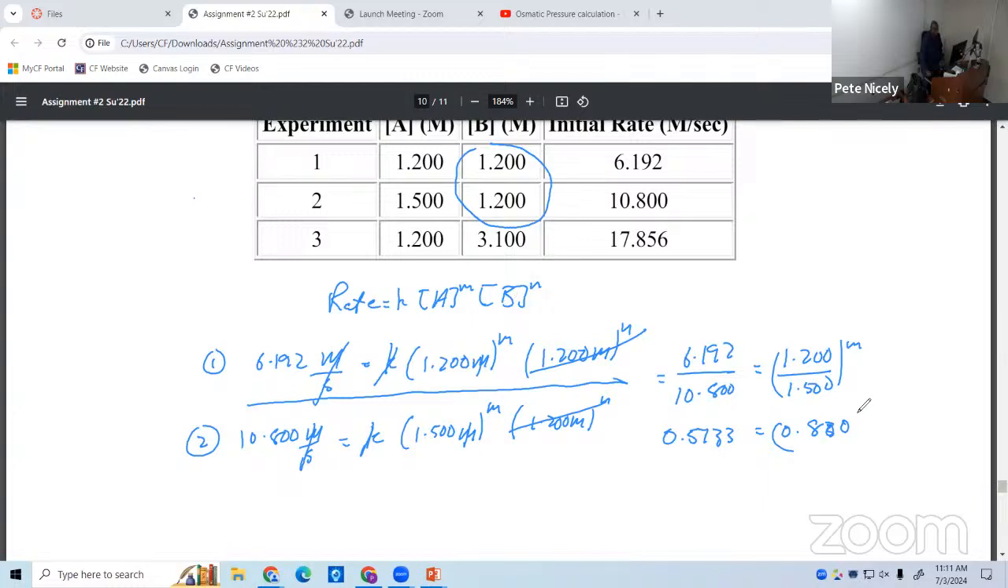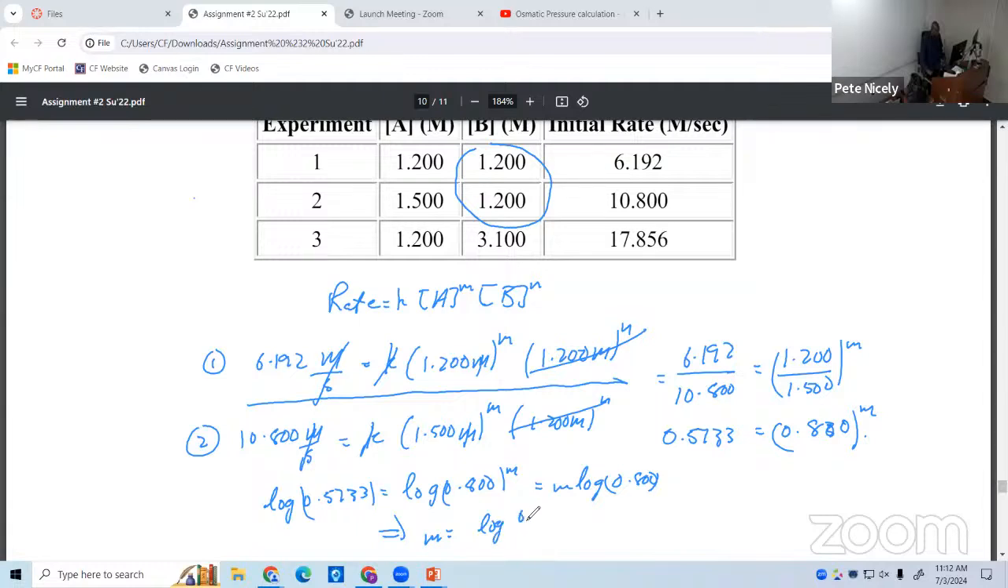So what you can do is something that you should have learned in math: take the log of both sides. I don't know if you learned that in your algebra courses. And when you do that, you're going to end up with log of 0.5733 equal to log of 0.800 raised to the M. And this will be equal to M log 0.800.